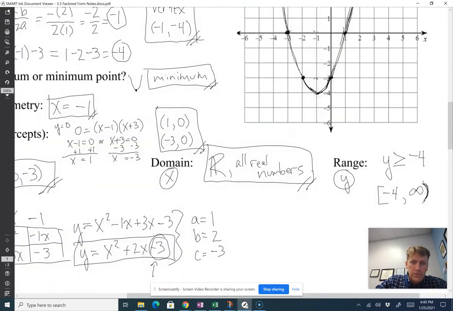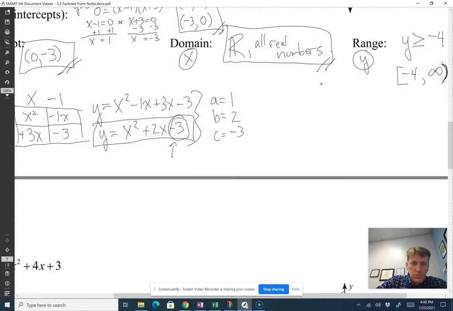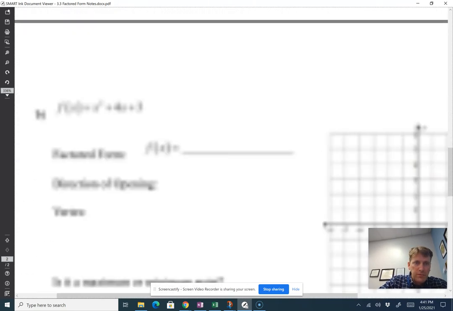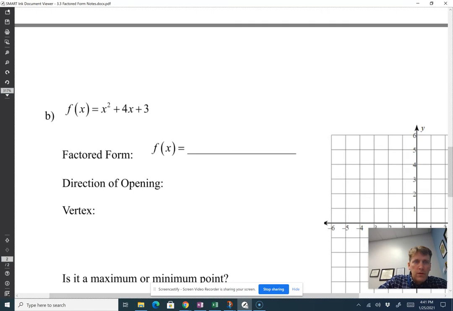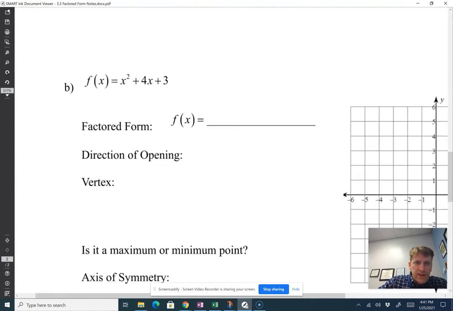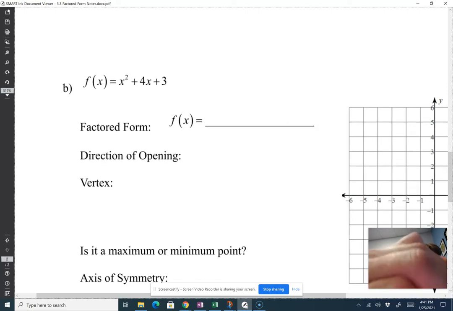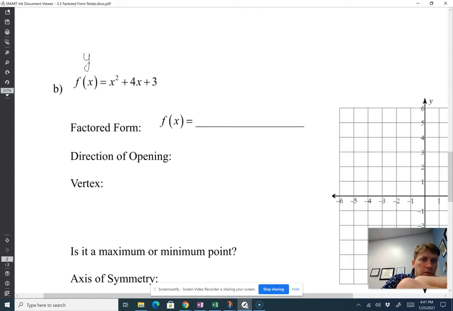Okay, welcome back. We're going to do a couple more examples here. In this example, I've got f of x is equal to x squared plus 4x plus 3. And remember, f of x is the same as y. So we've got y equals, and I'm just going to write y equals ax squared plus bx plus c, so that we can see what a is.